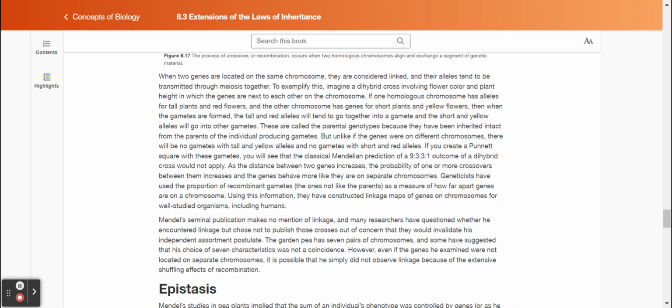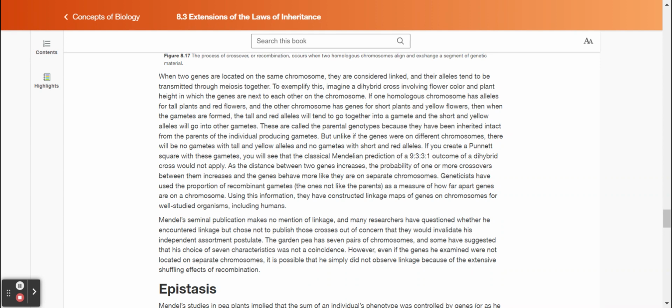When two genes are located on the same chromosome, they are considered linked, and their alleles tend to be transmitted through meiosis together. To exemplify this, imagine a dihybrid cross involving flower color and plant height, in which the genes are next to each other on the chromosome. If one homologous chromosome has alleles for tall plants and red flowers, and the other chromosome has genes for short plants and yellow flowers, then when the gametes are formed, the tall and red alleles will tend to go together into a gamete, and the short and yellow alleles will go into the other gamete.